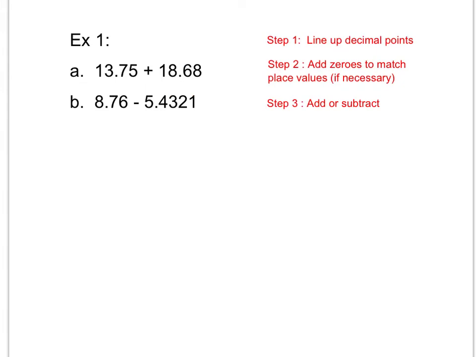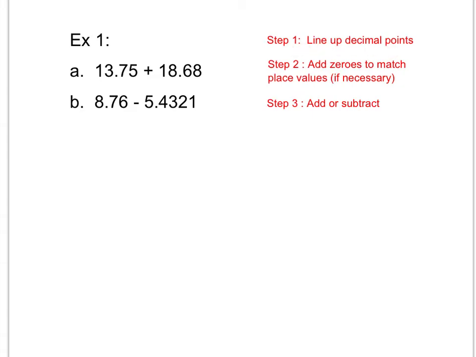Okay, so this is example 1 here. We got two problems, a part A and a part B. We have one addition problem, one subtraction problem. But the rules are the same for these, okay, except for the adding and subtracting part. Make sure you write down these steps over here. These are important, okay? So step 1 is to line up the decimal points.